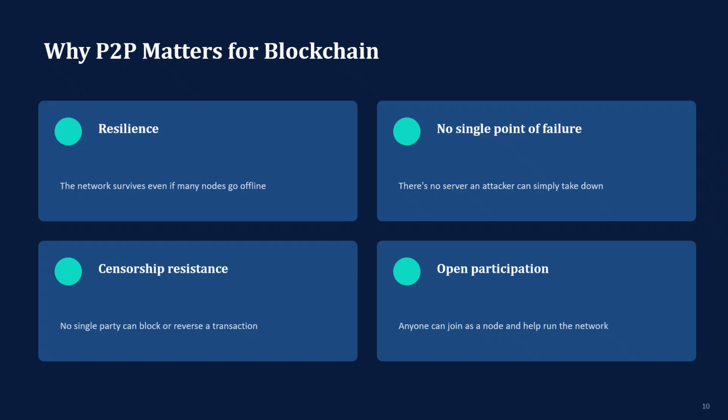Let's zoom out on why this architecture is the right choice for blockchain. It gives resilience. The network keeps running even if a large number of nodes drop offline. It removes any single point of failure. There is no server an attacker can simply take down to stop the system. It gives censorship resistance. No single party can block or reverse a transaction. And it keeps participation open. Anyone with the right software can join as a node and help run the network.